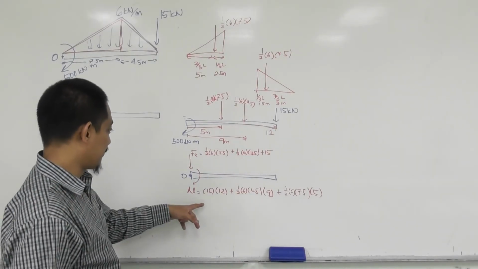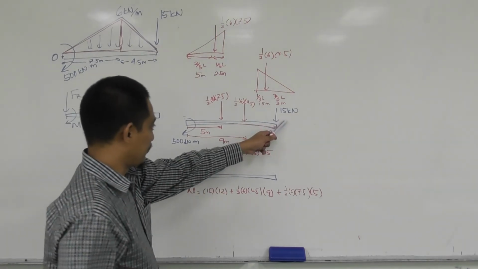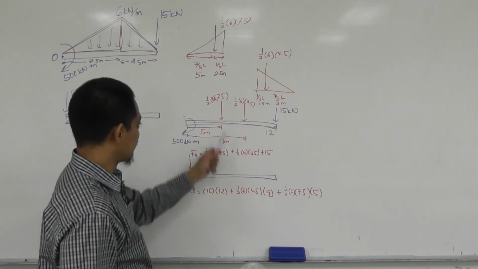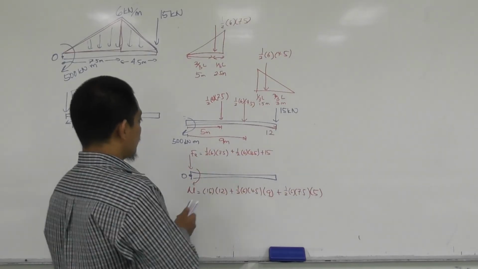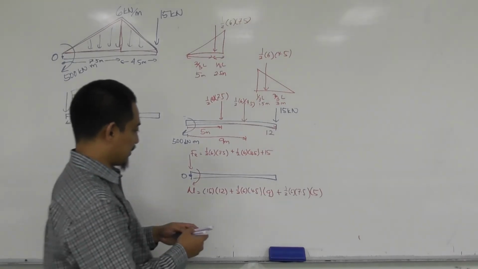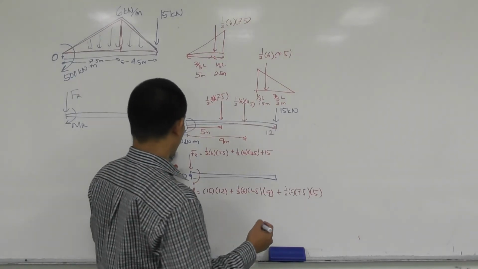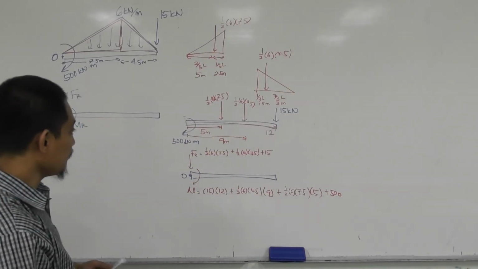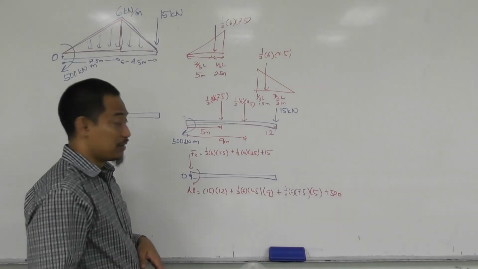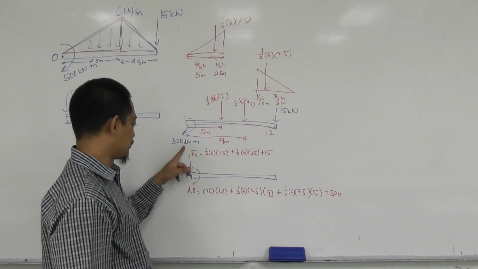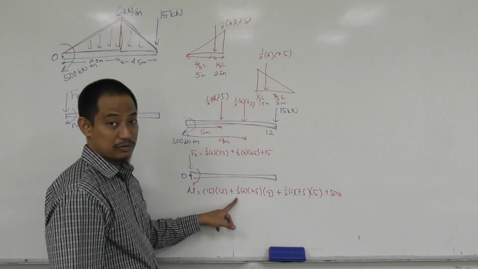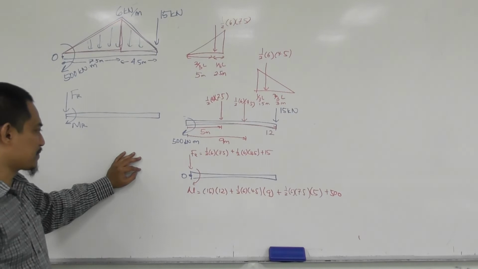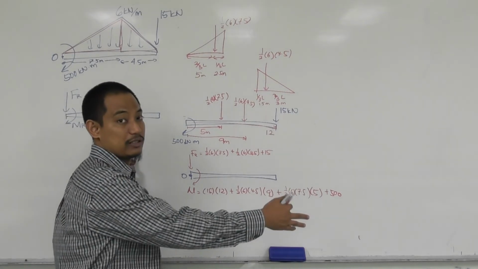Sorry, I have forgotten to add another one. We have computed this one, 15 times 12 distance, this one times 9 distance, this one 5 times 5 distance. One thing that is forgotten here is plus 500, 500,000, not 500 kilo. Why? Because this one is rotation clockwise, so it matches here, rotation clockwise. So that's basically how you calculate it.